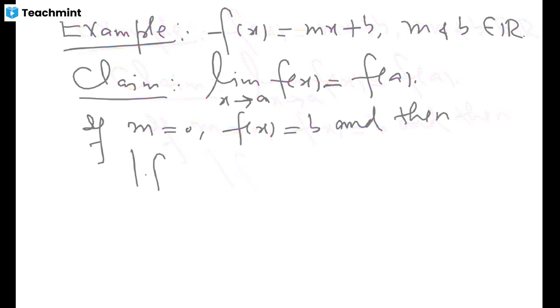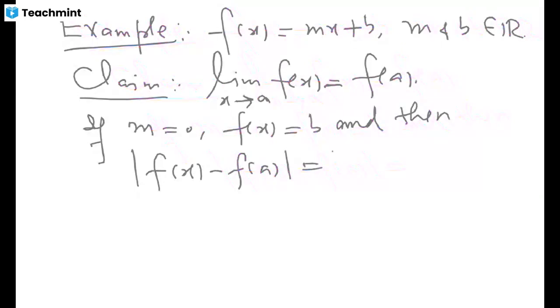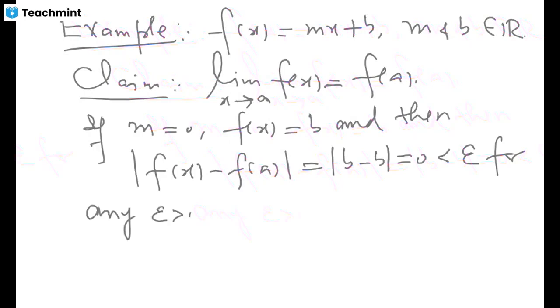And then you see this f of x minus f of a. In this case, the function becomes constant. It will be b minus b. It is 0, and this 0 is less than epsilon for any epsilon greater than 0. So here you don't need delta.